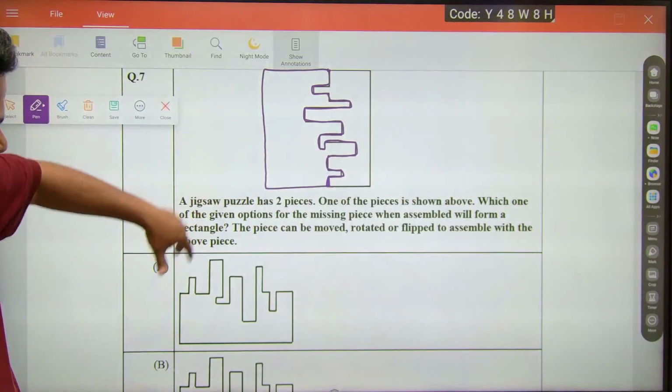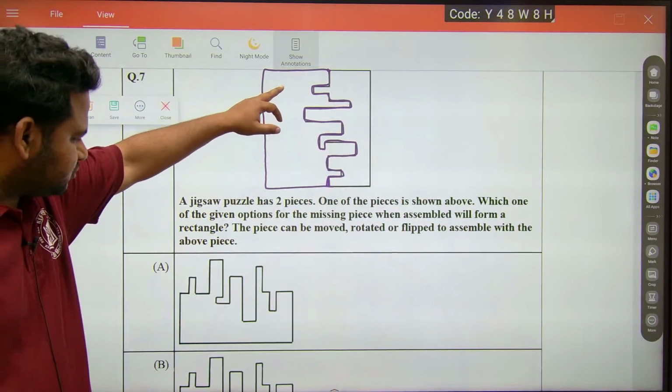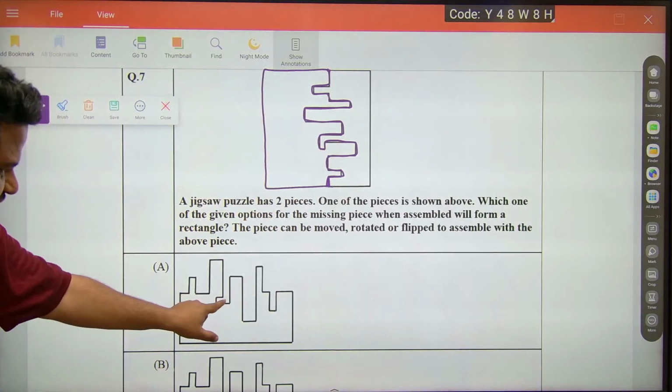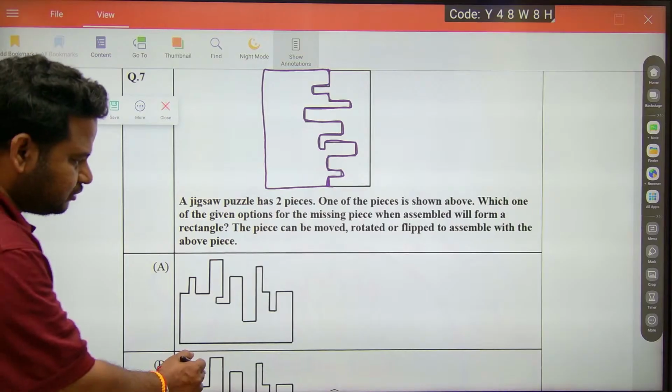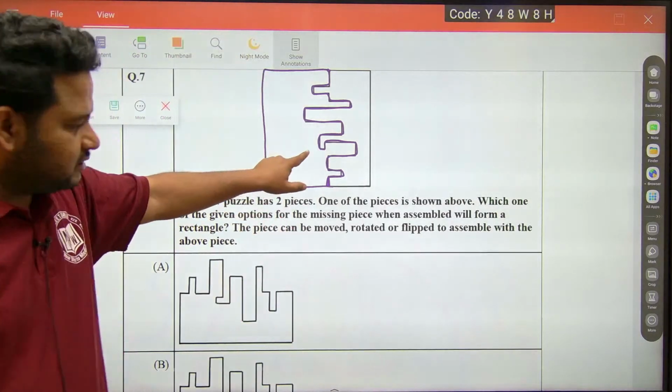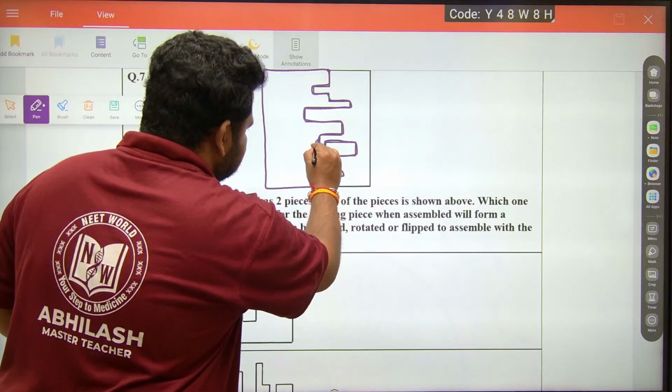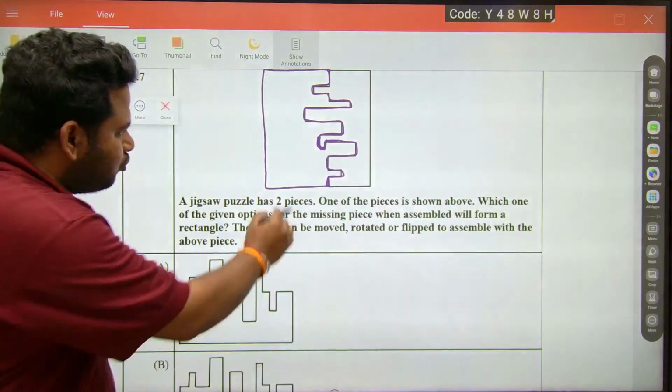Now if you look at this, they flipped it, and here one thing is going deep. Another thing is, see here, you have a little curve. Is there any curve here? There is nothing curved here. So you cannot go with this option. See here, you have some little curve like this.